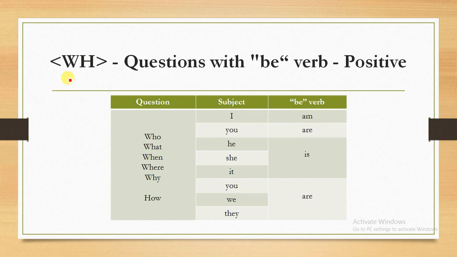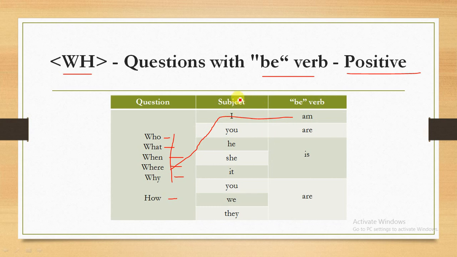In this slide we will go through how we can ask WH questions with the help of the be verb, right? So this is the positive way. WH stands for W and H. In W there come five keywords, for example who, what, when, where, why, and H stands for how. For example, where am I? I am asking someone where I am, and suppose I am in India, then someone will say you are in India, right?